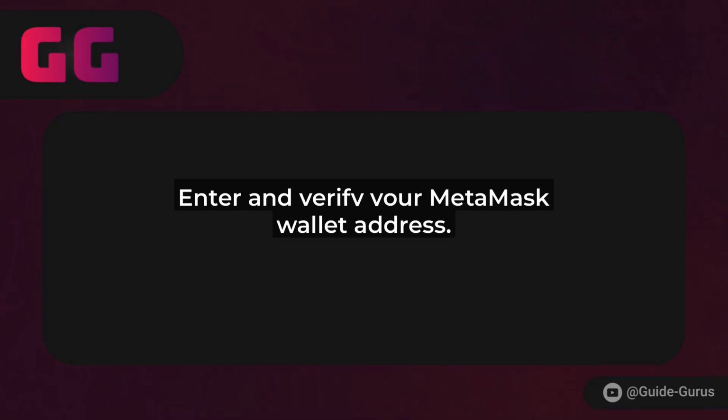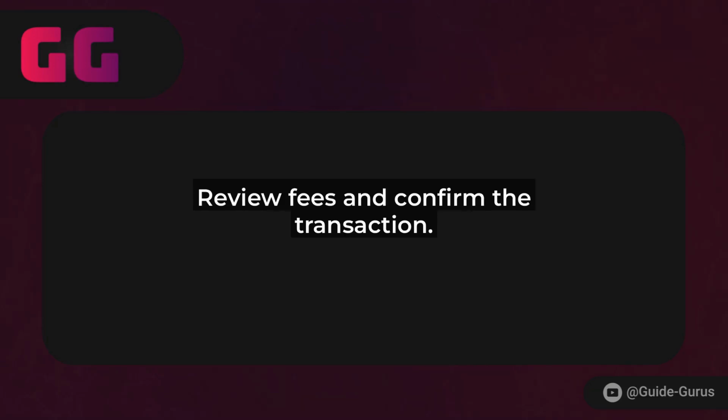After that, head back to MetaMask and keep an eye on your wallet. The TRX should appear once the transaction is confirmed on the Tron network, which usually takes a few minutes to an hour depending on network congestion.